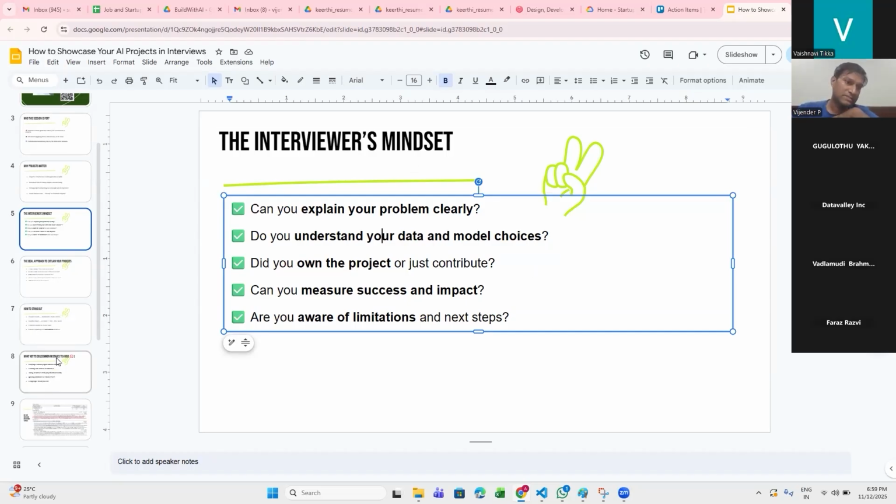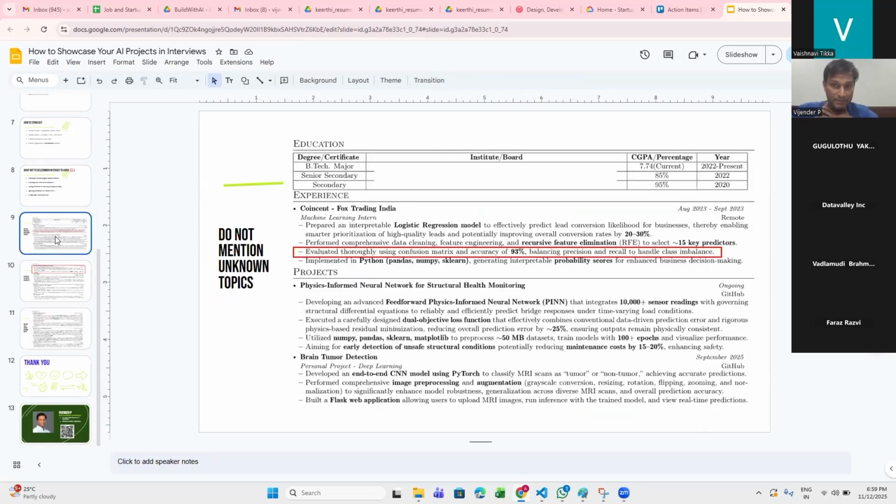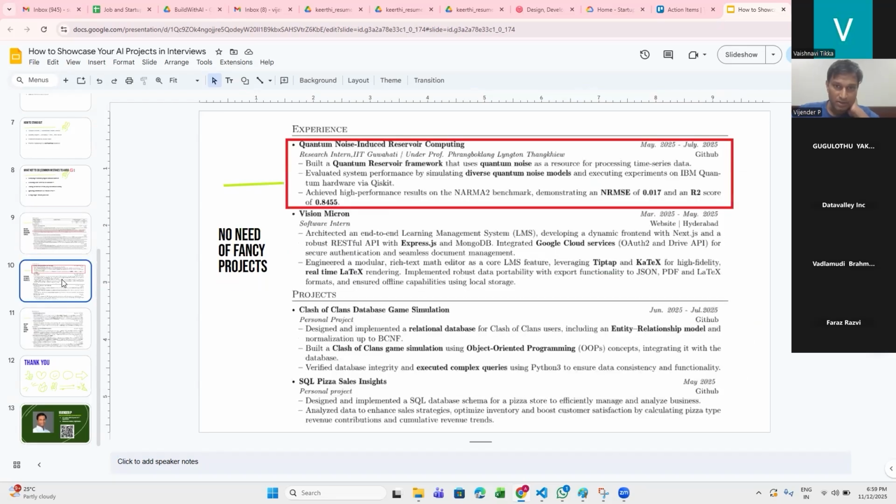I'll tell you another example, another resume, where the candidate was not able to justify what data they were using. In this one, I asked what data she was using, and she said it is the 1 minute interval temperature for the past 10 years. So I asked a simple question: what was the total number of data points that you considered?